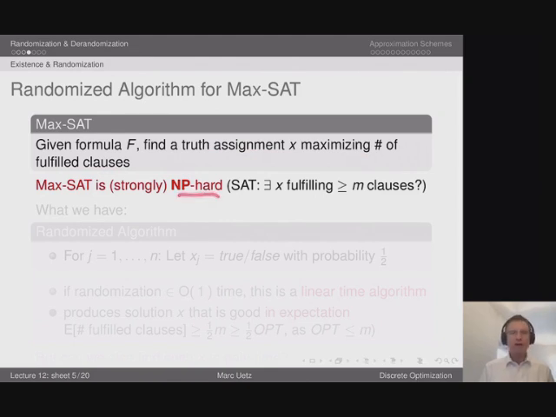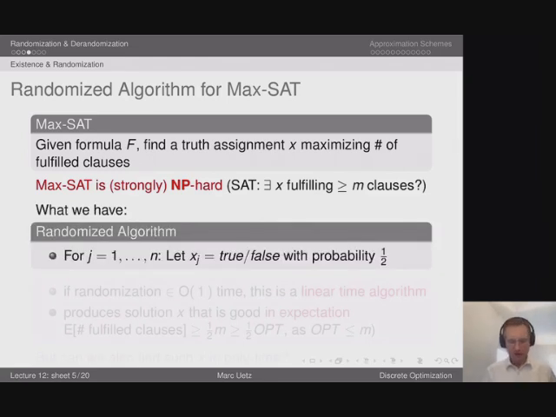It is NP hard because only the decision version, does there exist a truth assignment fulfilling all of the clauses? That's exactly our NP complete satisfiability problem, right? And if it's NP hard, it's also immediately strongly NP hard because this is a problem that doesn't even involve any numbers.